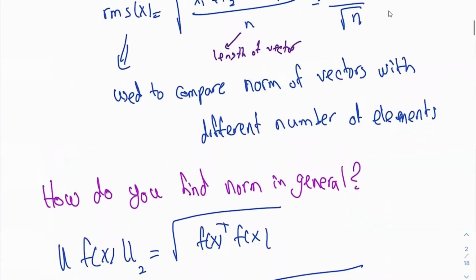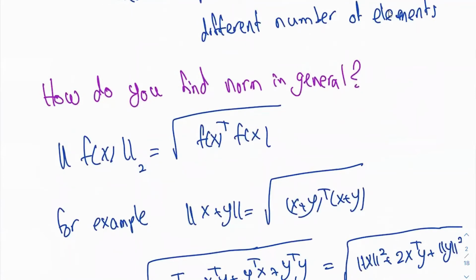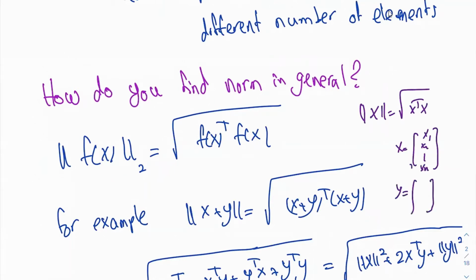Okay. Now, I'm posing a question here. How do you find the norm in general? Well, norm of f of x, this can be anything, or norm of f of x and y. So we just saw that the definition of the L2 norm of x is equal to the square root of x transpose x. Now, for example, you want to find the norm of x plus y, the sum of two vectors. It's used a lot. Each one is a vector. So x is x1, x2, all the way to xn. And y is y1, y2, all the way to yn.